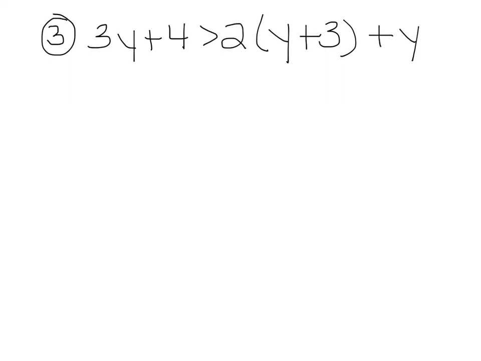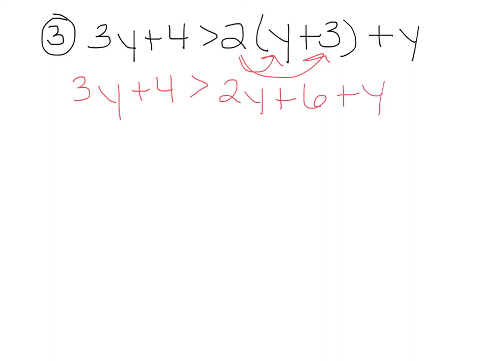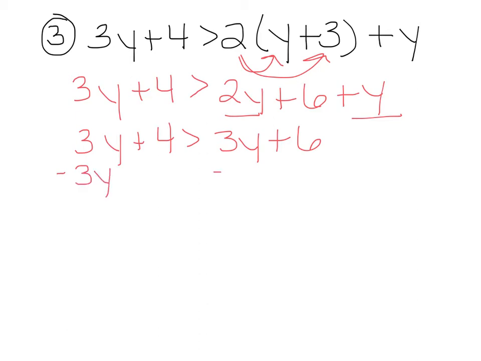To solve this, we're going to do distributive property first to get rid of the parentheses. This leaves us with 3y plus 4 is greater than 2y plus 6 plus y. When I combine like terms on the right side, I get 3y plus 6. You might already notice that we've got 3y and 3y on both sides. And when I try to get them together, just like when we had equations, sometimes they cancel out. And we have 4 is greater than 6.